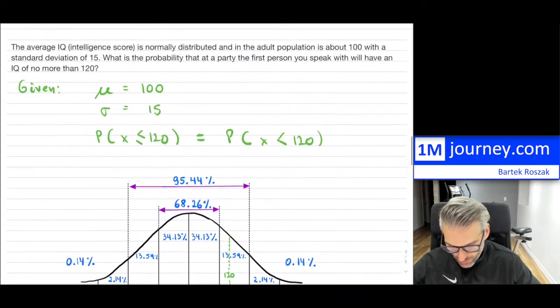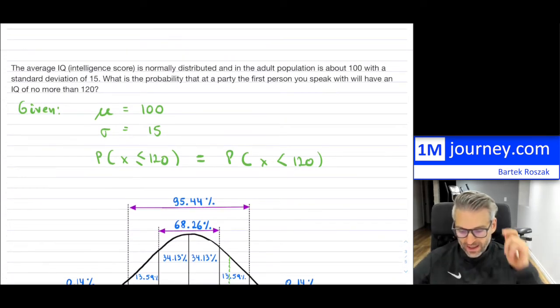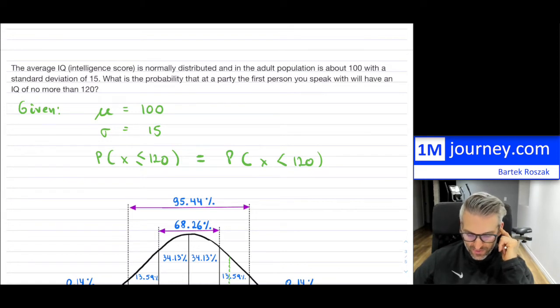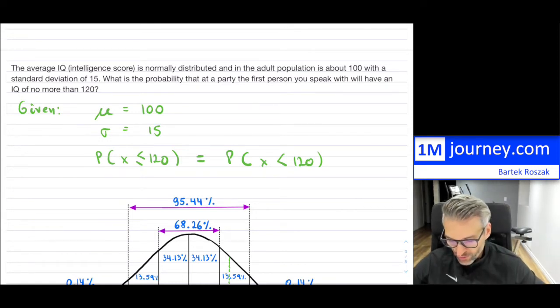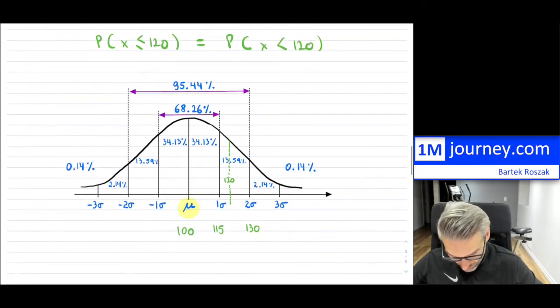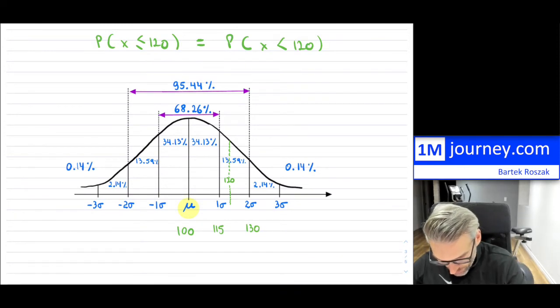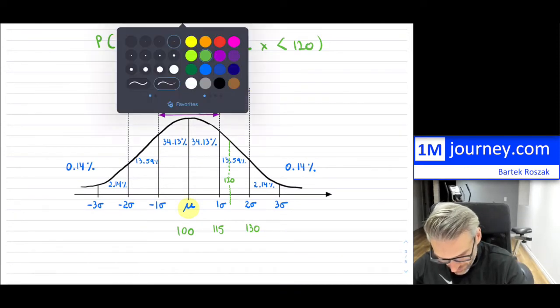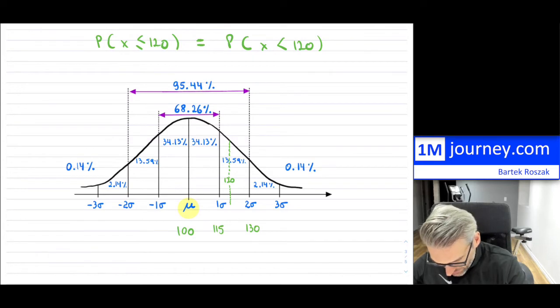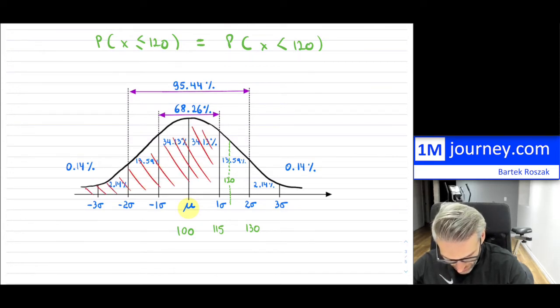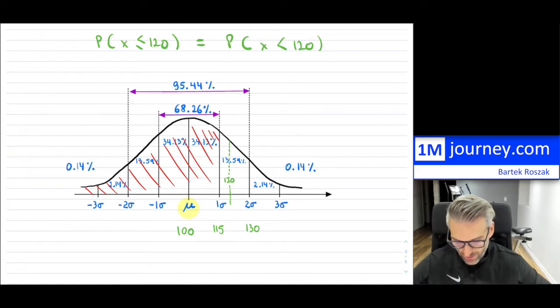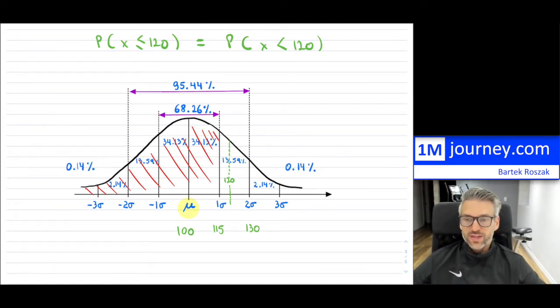Now, we want to know the probability that at a party, the first person you speak with will have an IQ of no more. So that means we have to fill up all of this. We have to find the area under the curve. Finding the area under the curve up to the first standard deviation is fine. That's not very hard to do, right?